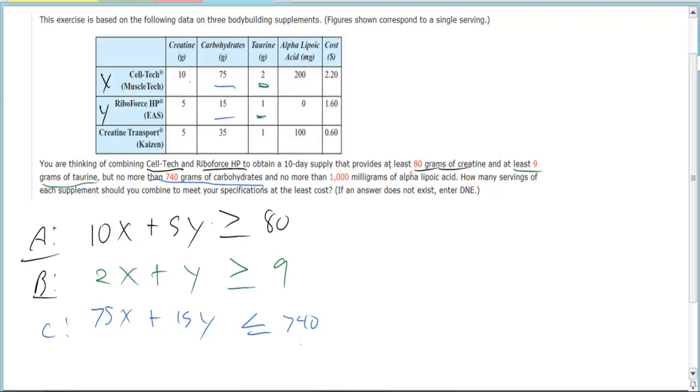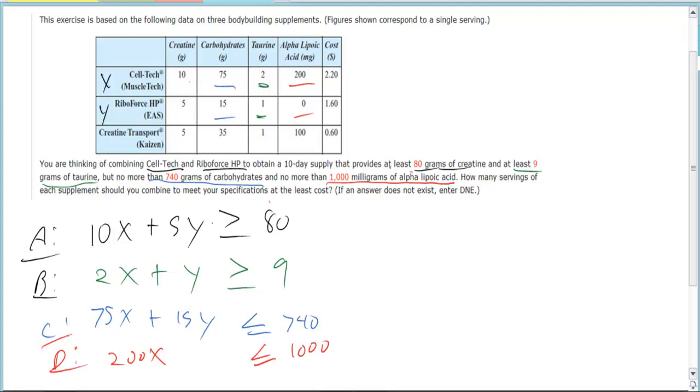And also no more than 1,000 milligrams of this alpha, whatever, this acid. So there's our values. For equation D, there are 200 milligrams in X. There's 0 in Y, so we don't need it, but it has to be no more than, so less than or equal to 1,000.